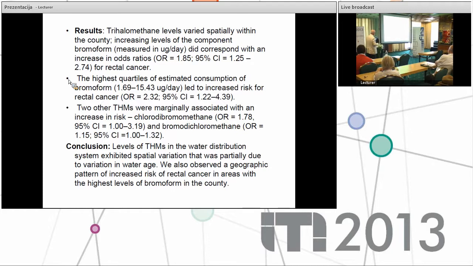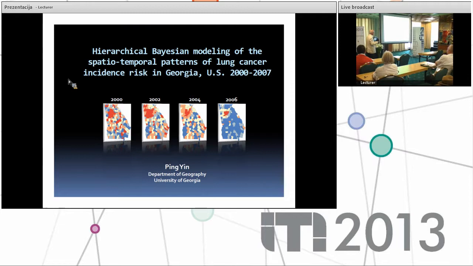So levels of these THMs had spatial variability that was partially due to the variation in the water age and the geographic pattern of increased risk in areas with the highest level of bromoform in the county. So that's another example of a case control study. And then most recently working with a geography student at the University of Georgia, he came to us and he said, I'm really interested in lung cancer.